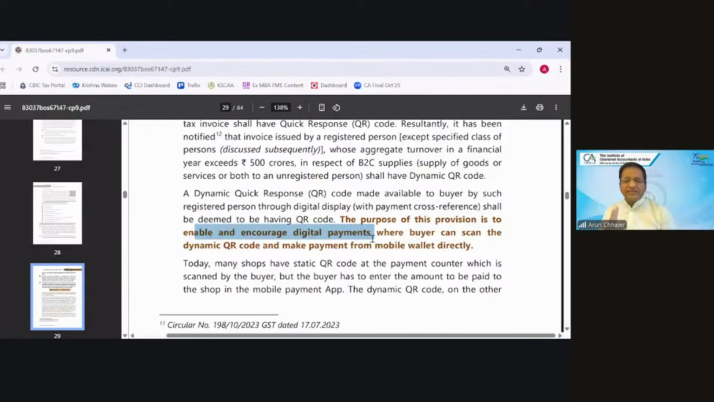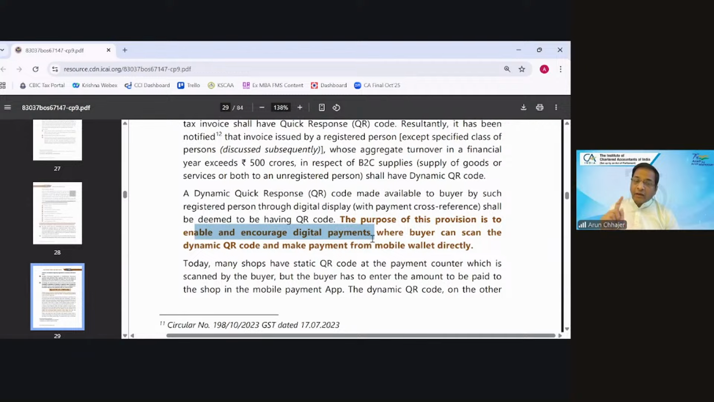See, what is the difference between the QR code and the dynamic QR code? Whenever you go to any shop, they provide a QR code, and if you scan that QR code, you need to enter the amount manually. Correct? But if you go to a petrol pump, big hospitals, or let's say Ola, Uber, they are showing a QR code. That is not the static QR, that is a dynamic QR code. And once you scan that QR code, automatically the amount will appear on the screen.